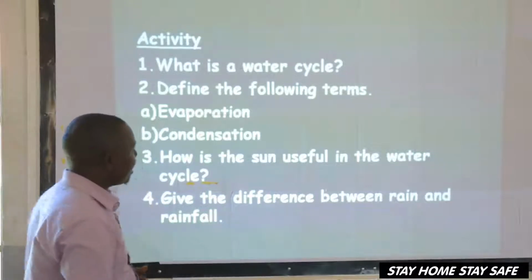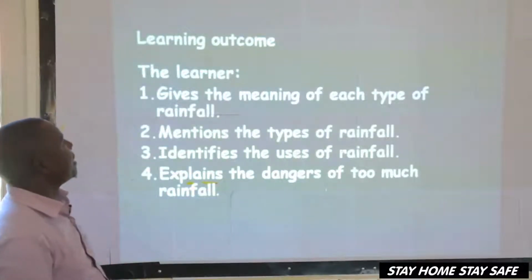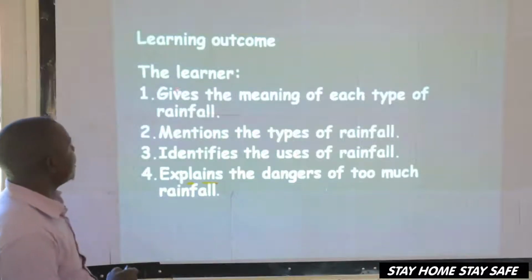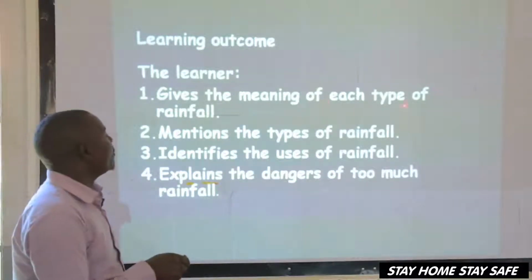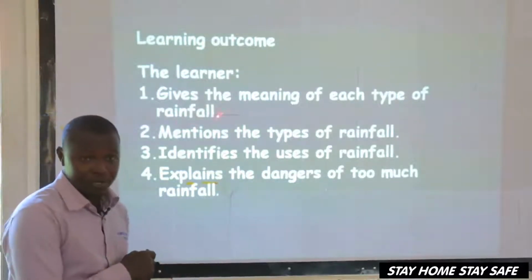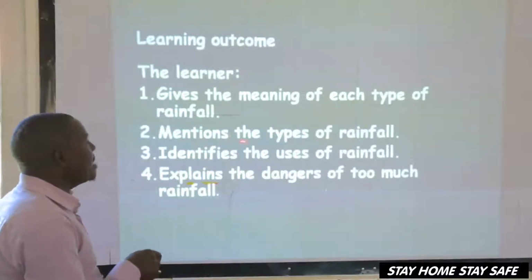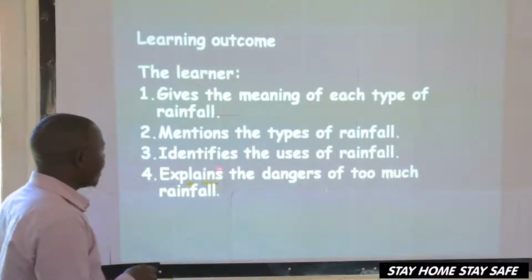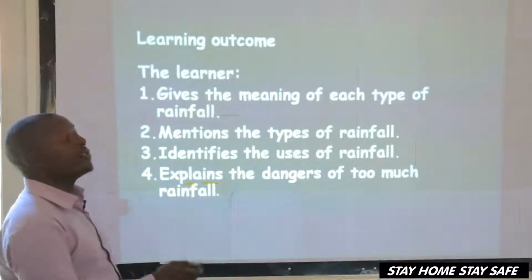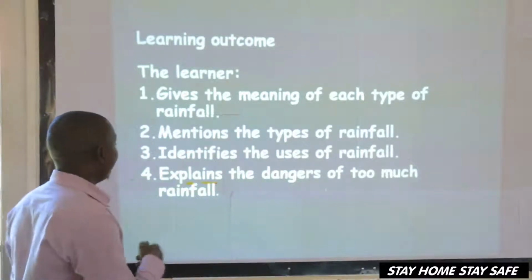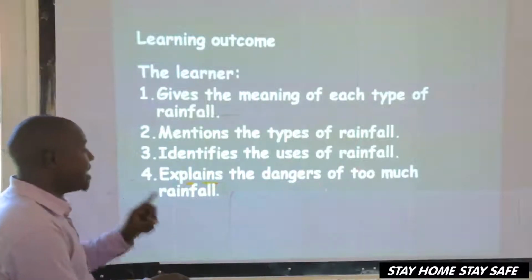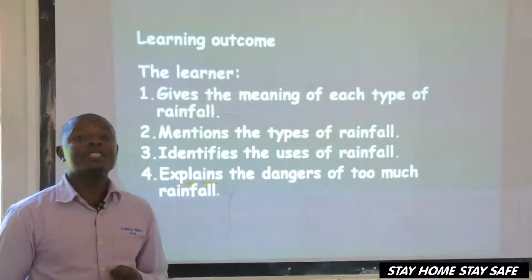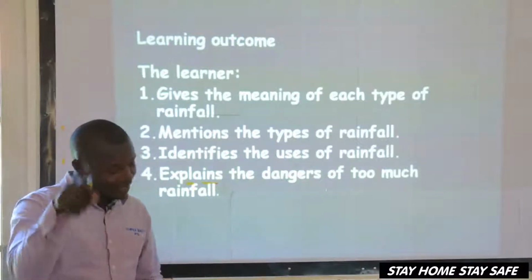Okay? So let's look at the learning outcomes of today's lesson. One, you will give the meaning of each type of rainfall. Two, you will mention the types of rainfall. Three, you will identify the uses of rainfall. And four, you will explain the dangers of too much rainfall in our environment by the end of this lesson.